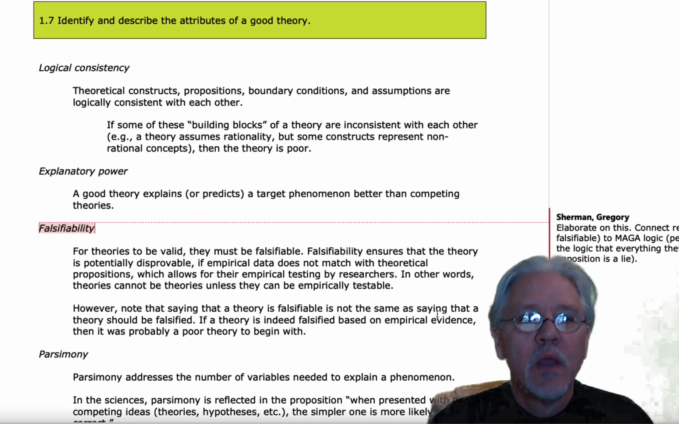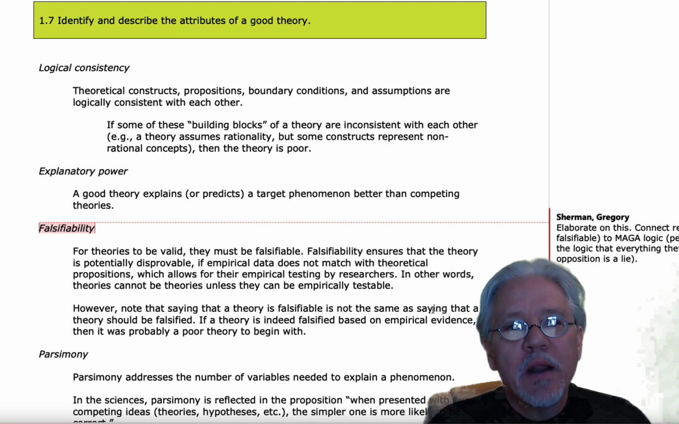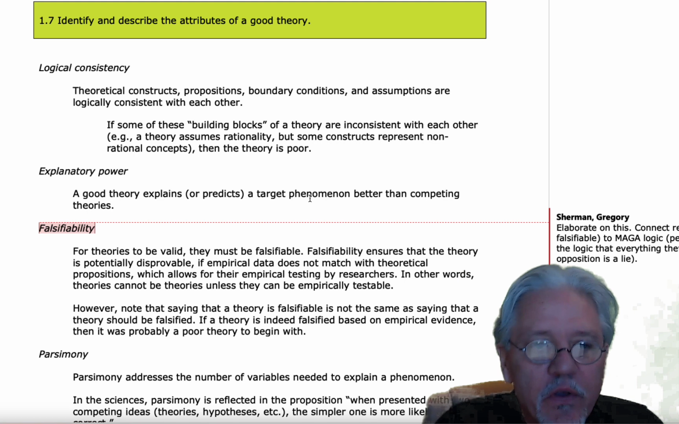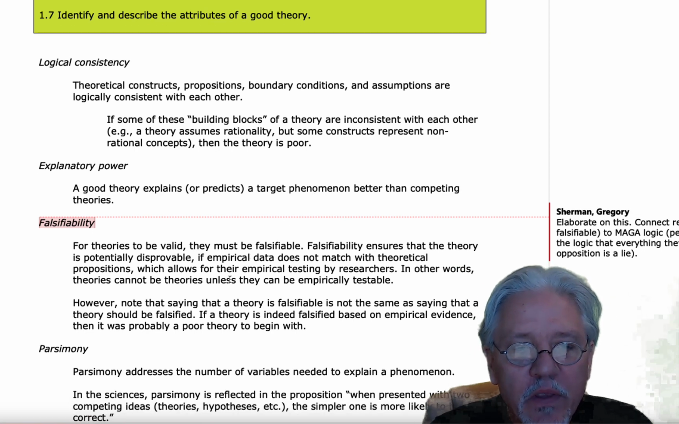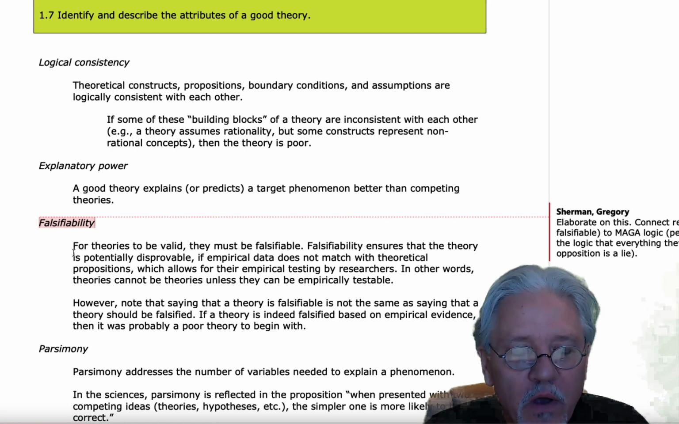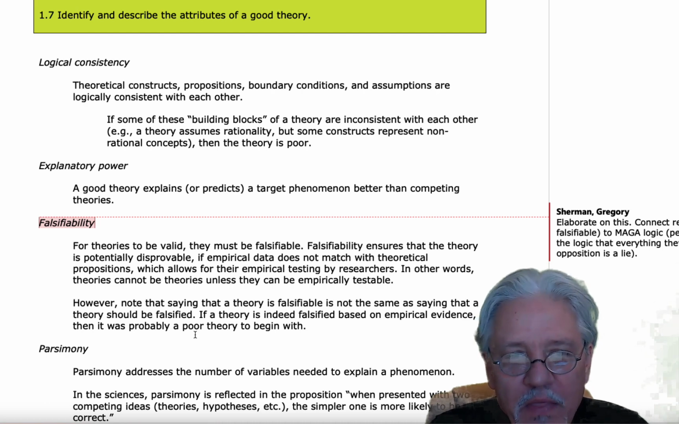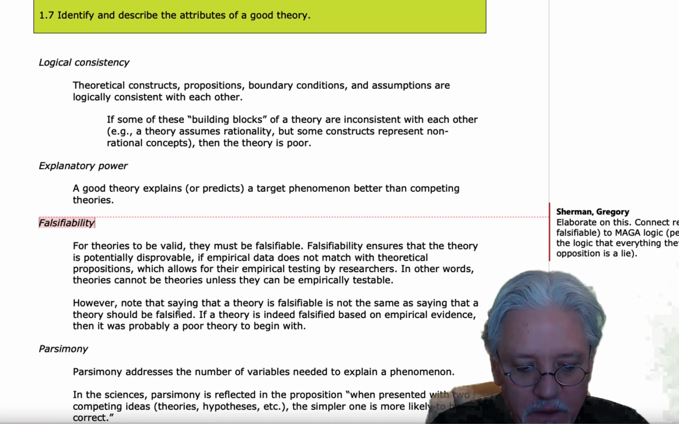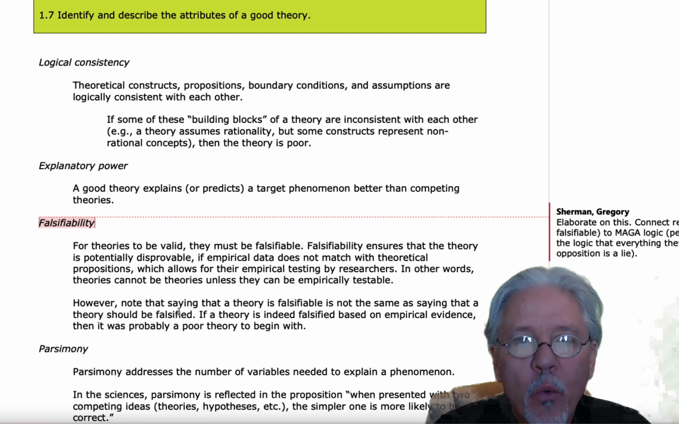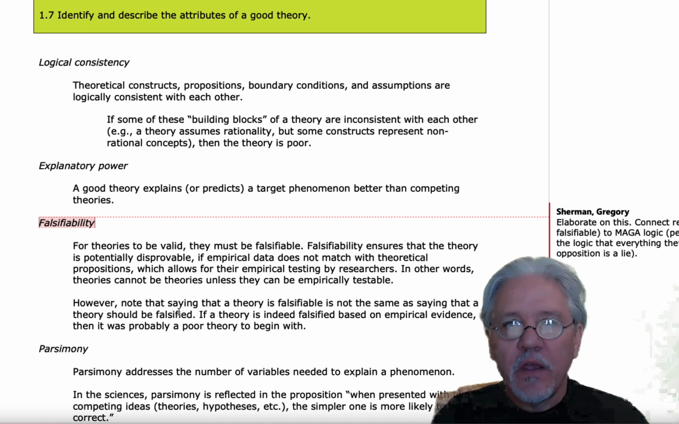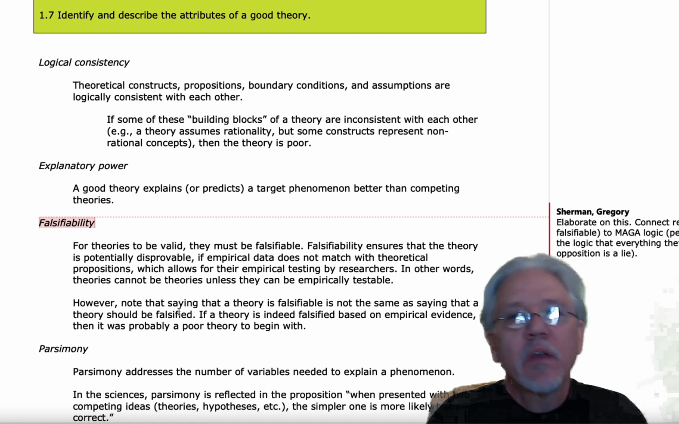about their practice. Okay, I wanted to elaborate on Objective 1.7, identify and describe the attributes of a good theory, because I didn't really go over this a lot. But one of the most important attributes of a good theory is that it has to be falsifiable. And what we mean by that is that a good theory has to be able to be proven wrong. And that's a scientific theory, okay? So if you're thinking scientifically.